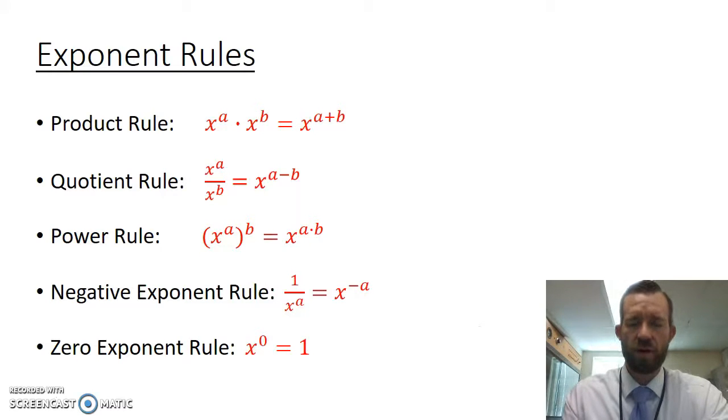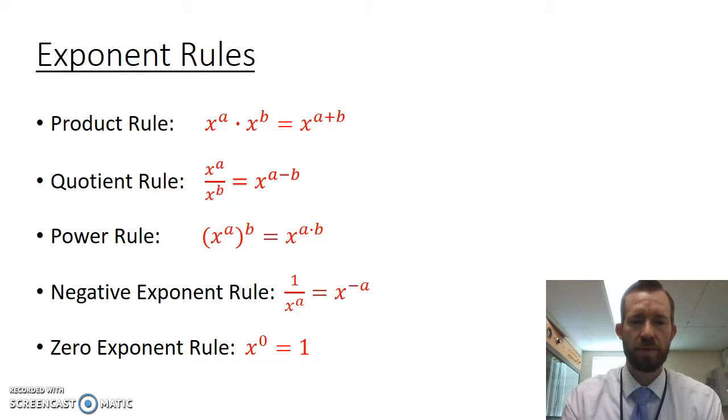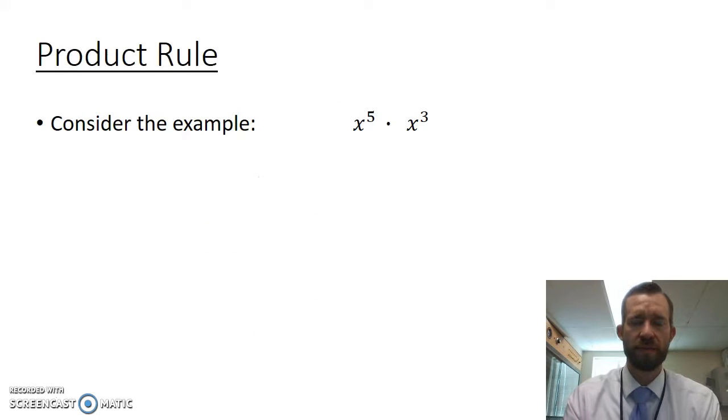You may know all these exponent rules. This is all really Algebra 1 stuff. What happens is we use all these exponent rules to do kind of complex problems. So we'll go through these real quick.